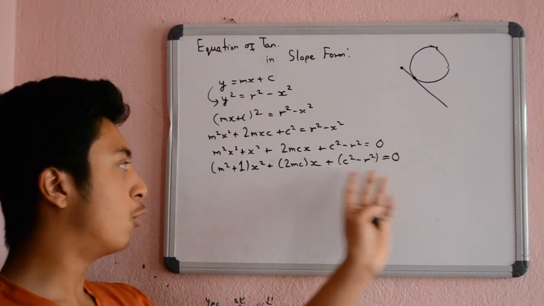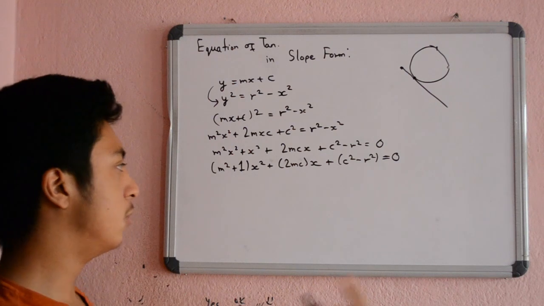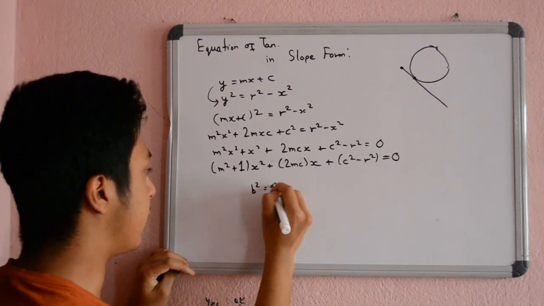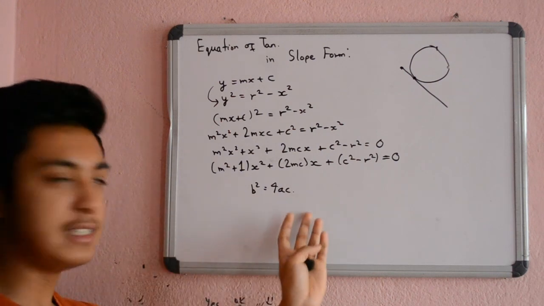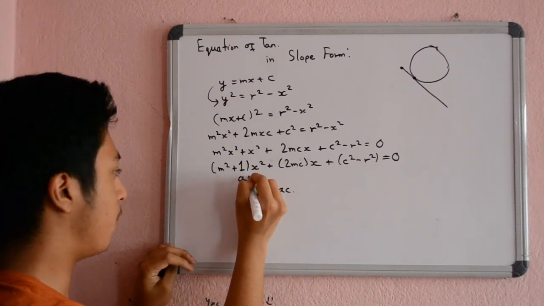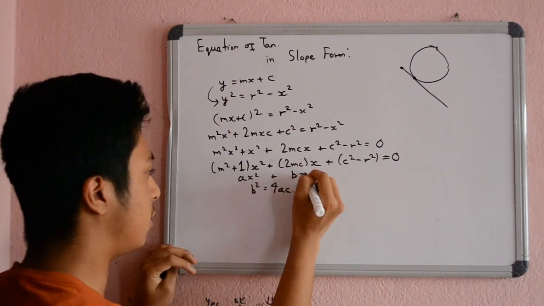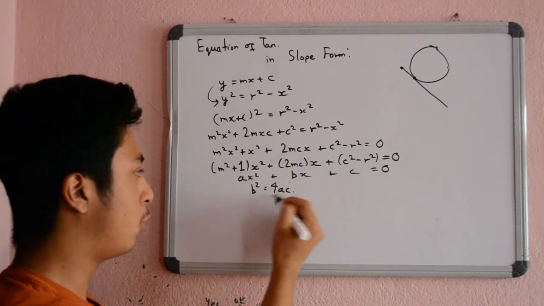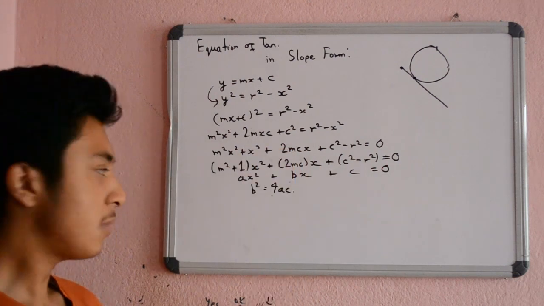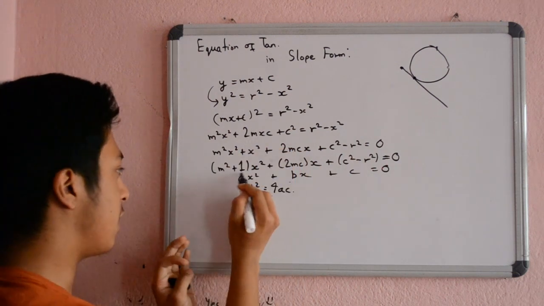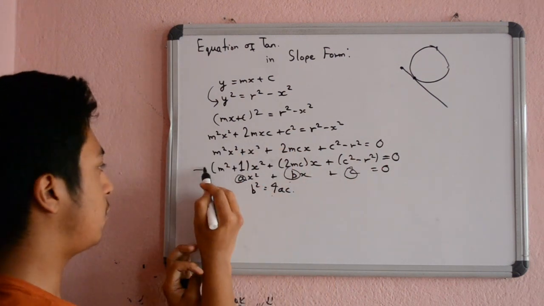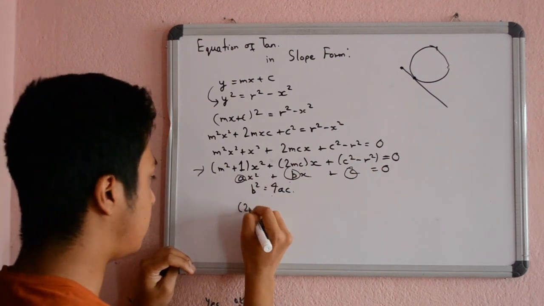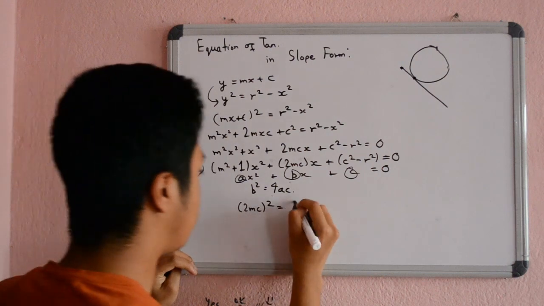If in a quadratic form x has only one value, then that must mean that b square is equal to 4ac. So let's say this is in the form ax square plus bx plus c equals 0. Then b square is equal to 4 into a into c. So let's just compare the a, b and c to this right here. So our b is 2mc square, that is equal to 4.